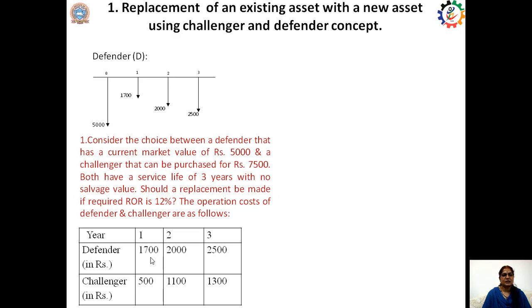Next, come to the table. Defender costs are first year 1,700, second year 2,000, third year 2,500. Accordingly, they are drawn downwards because they are costs, and the first, second and third year costs are shown here. Now we have to solve this. I already told annual worth method will be used.